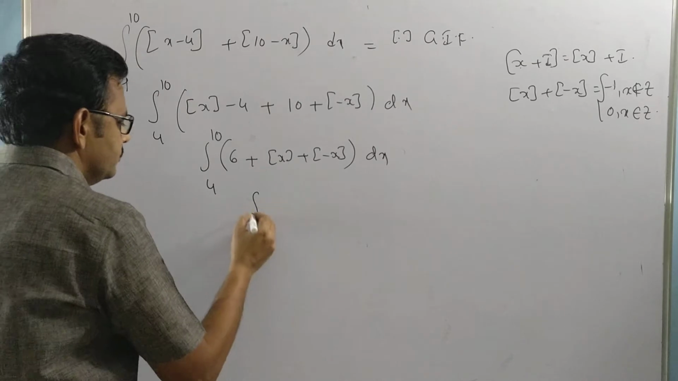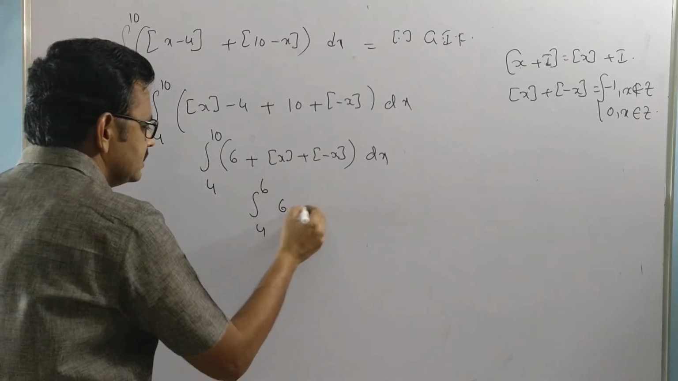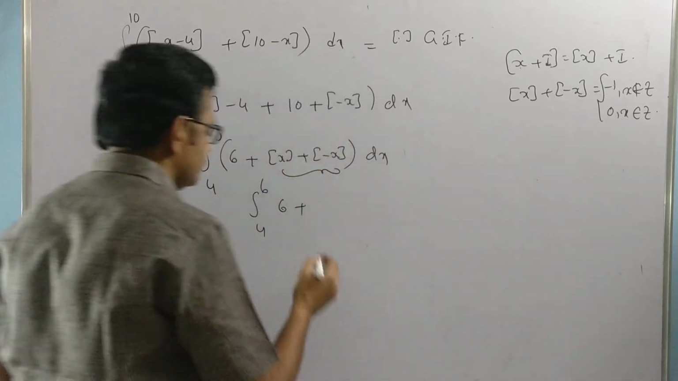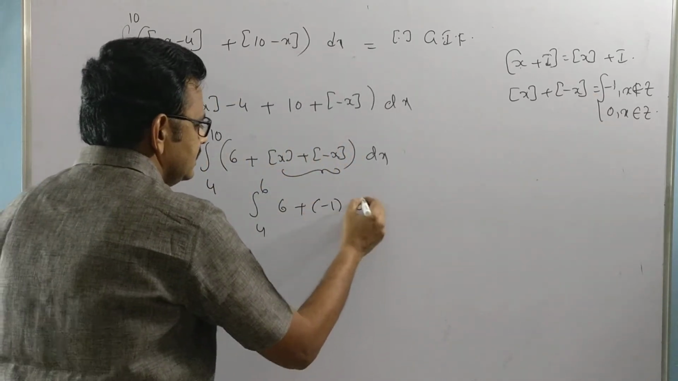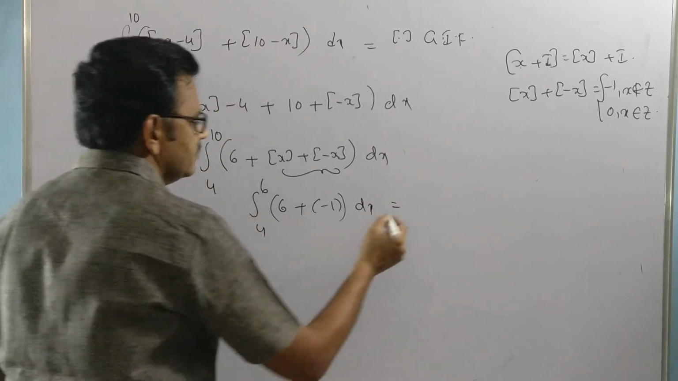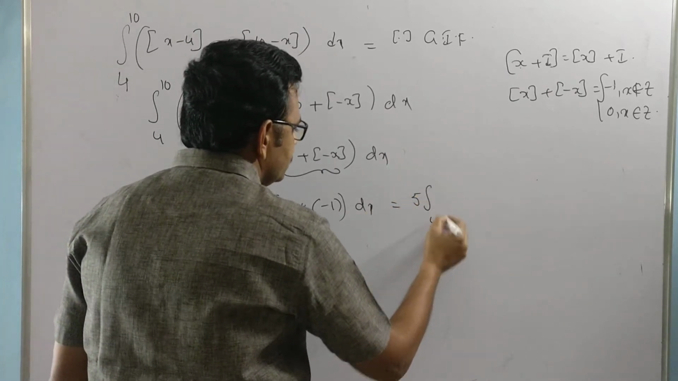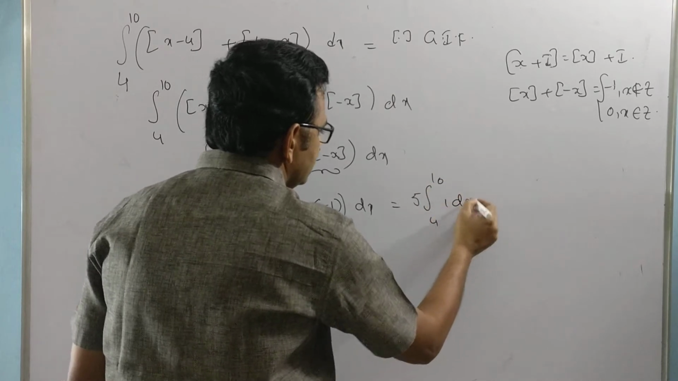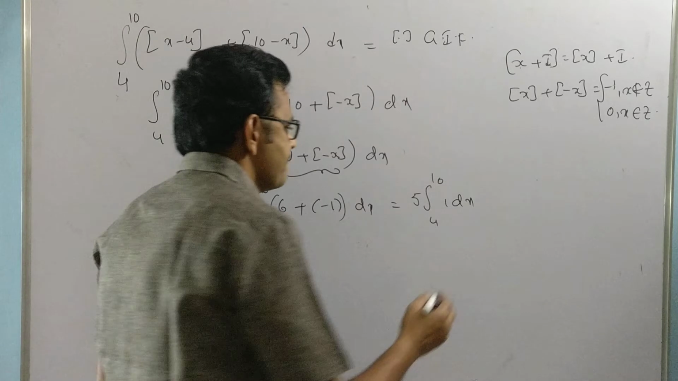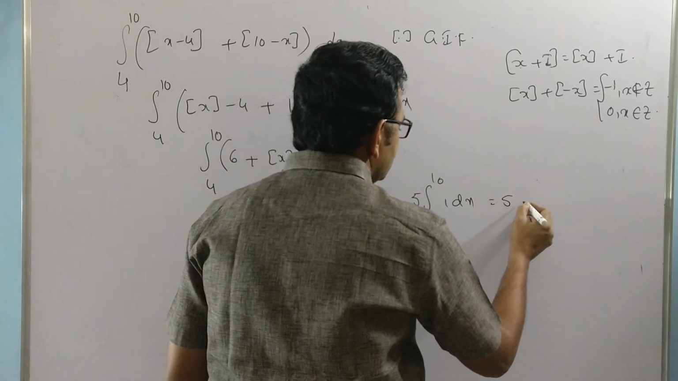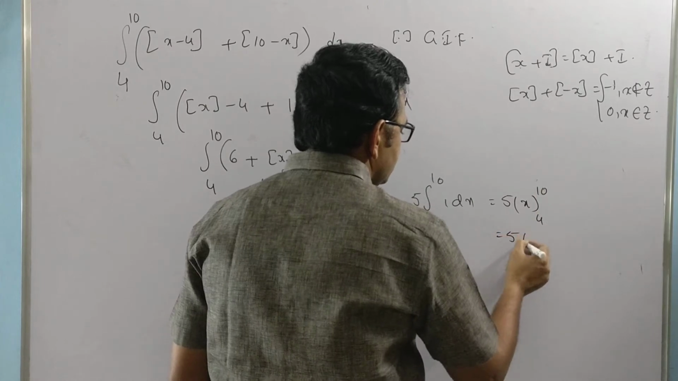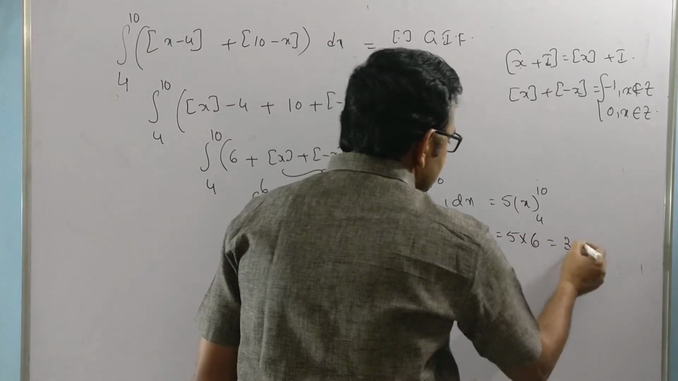So this is the integral from 4 to 10 of 6 plus this value, which is minus 1, dx. That is equal to 5, the integral from 4 to 10 of 1 dx. The integral of 1 is x. Therefore this is 5 into x with limits 4 to 10. So 5 into 6, the value is 30.